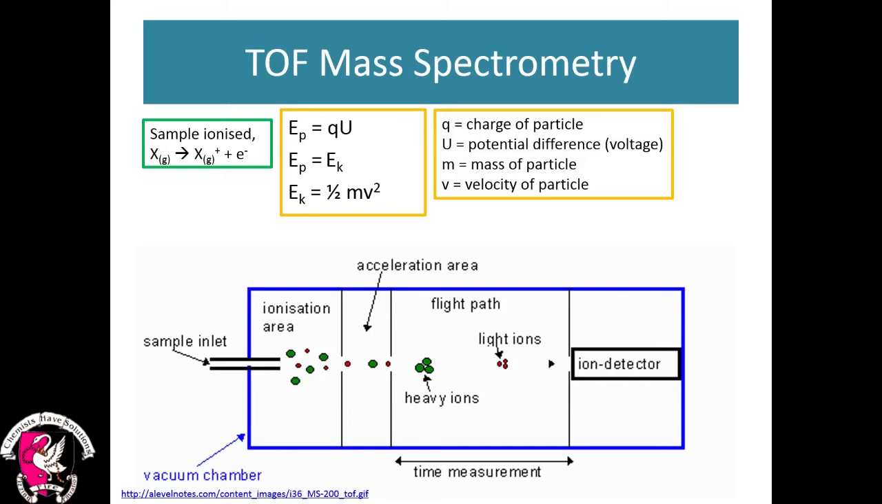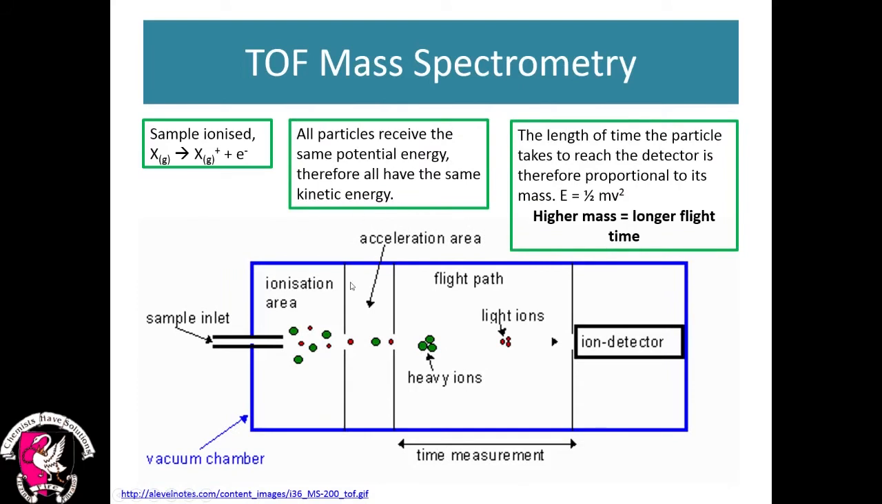So yeah, what do we actually need to know? Well, we need to know that all the particles receive the same potential energy, okay, from this voltage, and that's then converted completely into kinetic energy. So therefore, they all have the same kinetic energy, and that means that the length of the time that it takes for the ion to reach the detector is proportional to its mass. If it has a high mass, it's going to take longer to get there, okay, because obviously the energy, like we said, is constant, so that doesn't change.